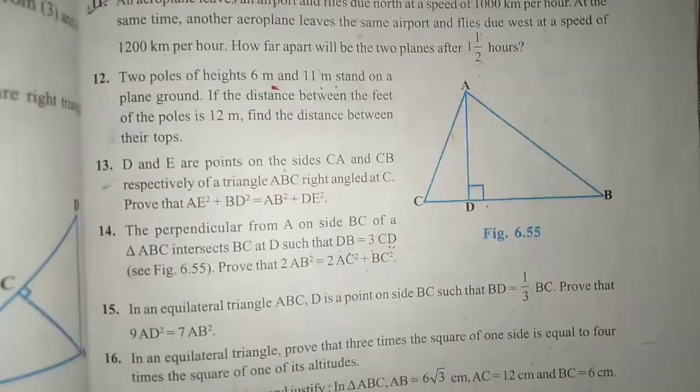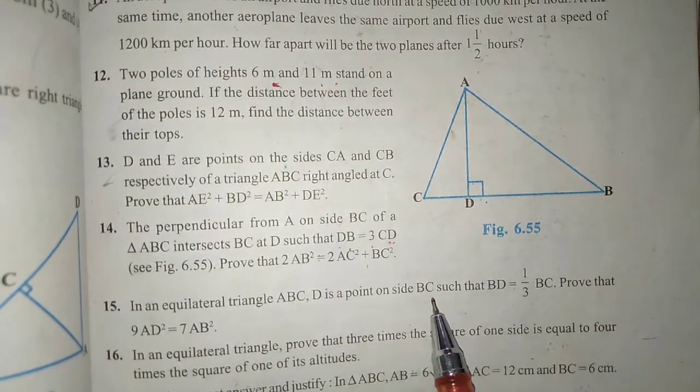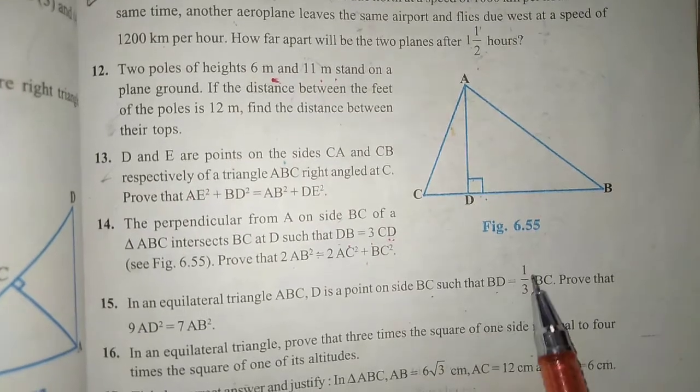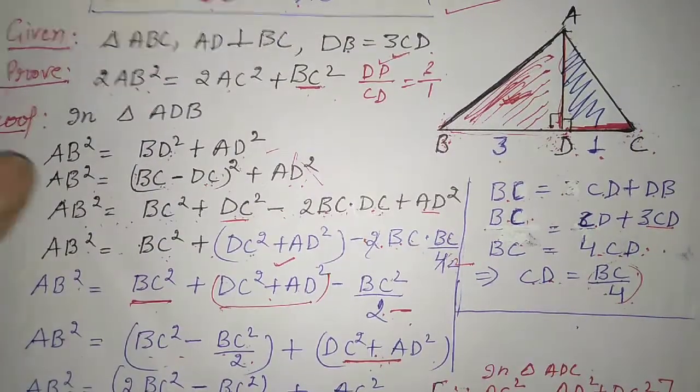Now question number 15 is here. In an equilateral triangle ABC, D is a point on side BC such that BD is equals to 1 by 3 of BC. Prove that 9AD square is equals to 7AB square. A little bit of the same question.